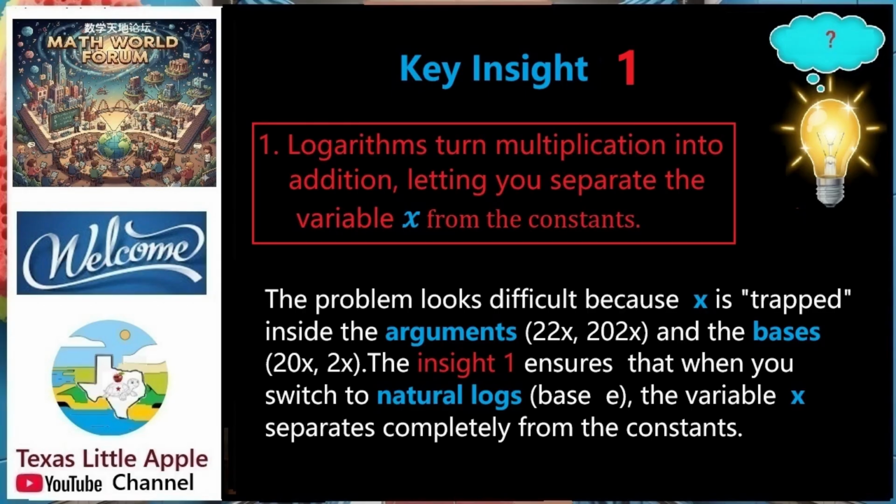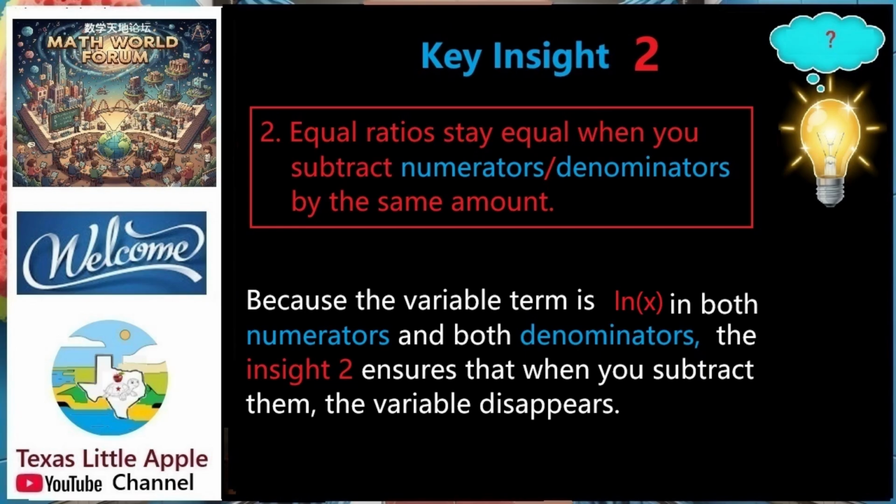completely from the constants. Number 2, equal ratios stay equal when you subtract numerators and denominators by the same amount. Specifically, because the variable term is plus log x in both numerators and both denominators, the insight ensures that when you subtract them, the variable disappears.